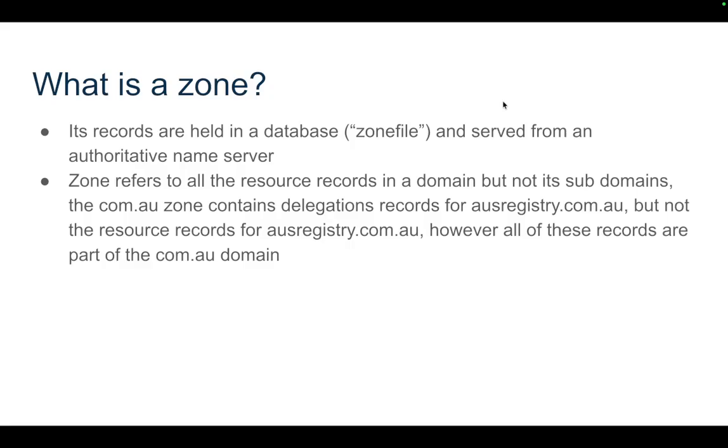Now what is a zone? It is a set of records which are held in a database file called a zone file and served from an authoritative name server. Zone refers to all the resource records in a domain, but not its subdomains, or could delegate records for other domains.